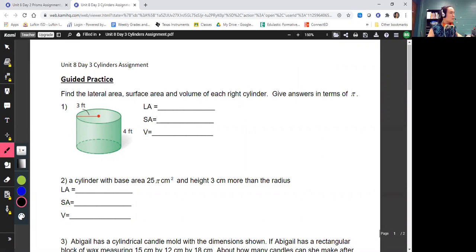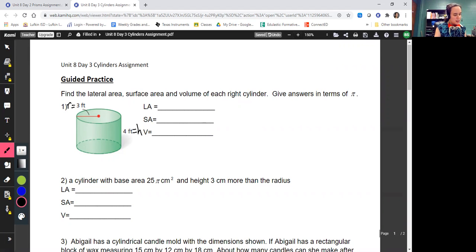Okay, so today we are working on guided practice for cylinders. Remember to find your radius and your height first. We identify them. So our radius on our first one is 3, and our height is 4.